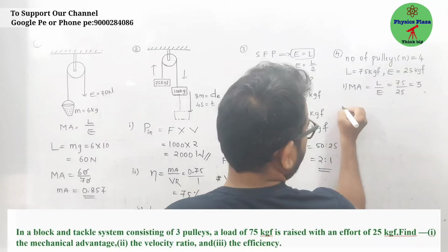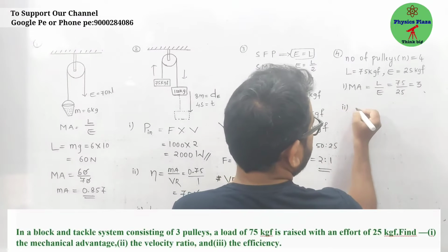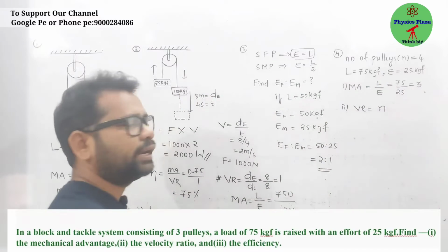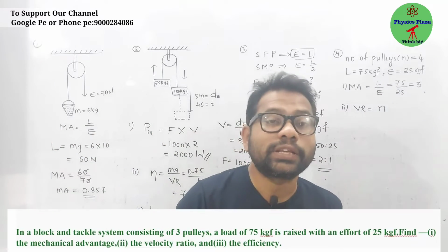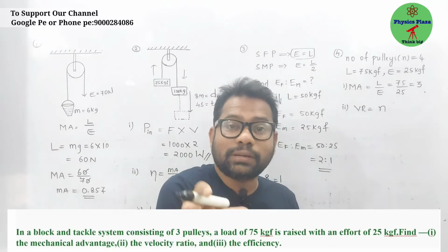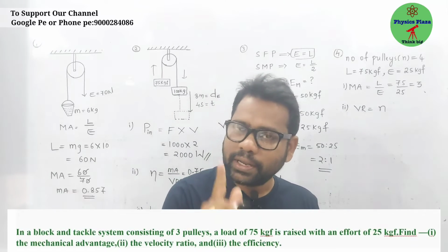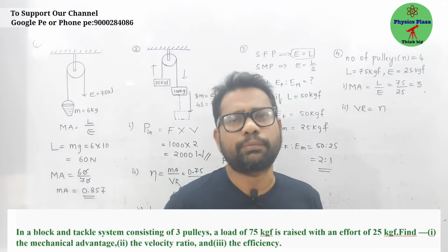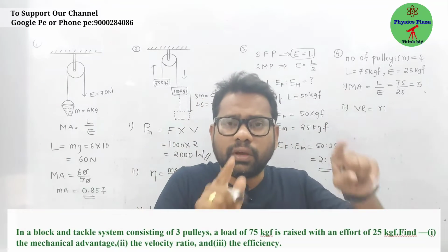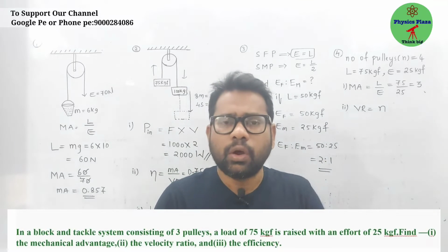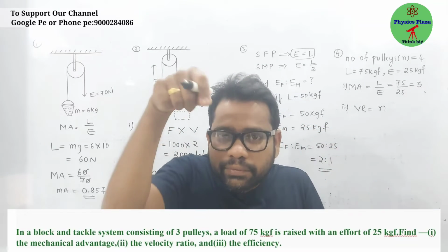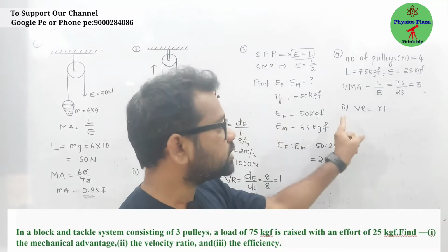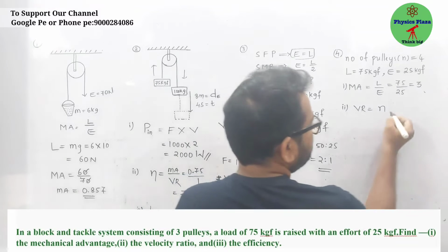Now the second one, velocity ratio. Velocity ratio is blindly put as n. What is n here? Velocity ratio is equal to the number of pulleys in a block and tackle system, provided the effort is applied in the downward direction. This is a very important point. It is not always true that velocity ratio is equal to the number of pulleys, children. Only when the effort is applied in a convenient direction, that is the downward direction, should we take velocity ratio as the number of pulleys.